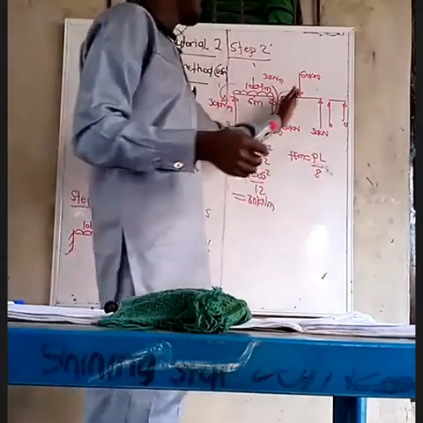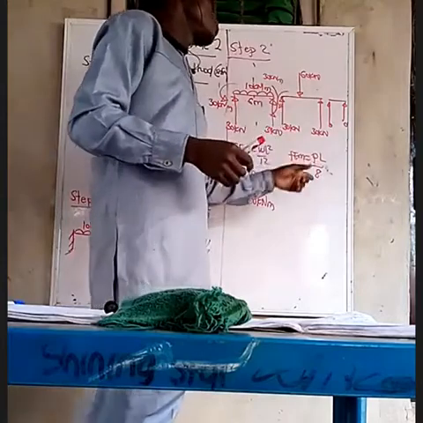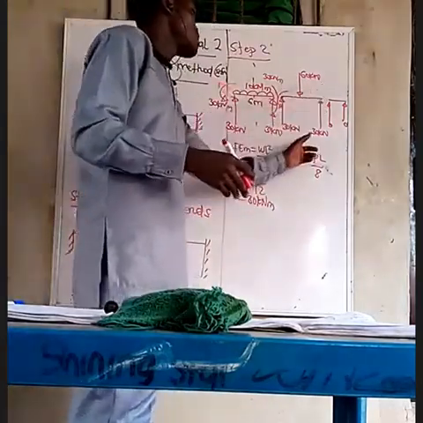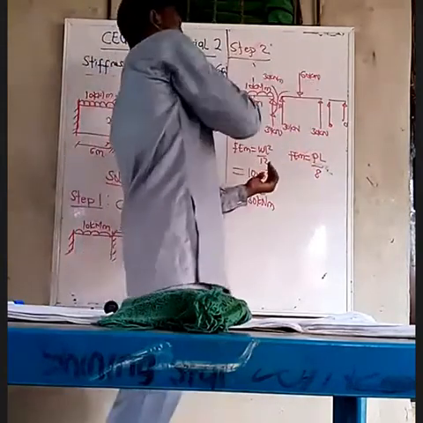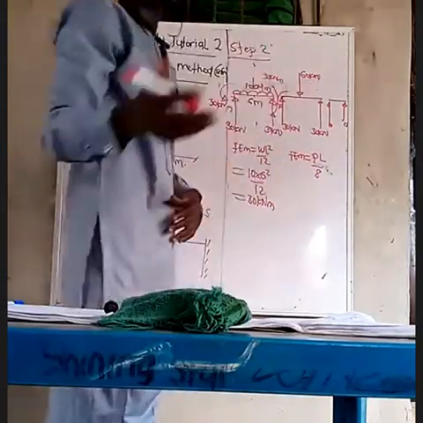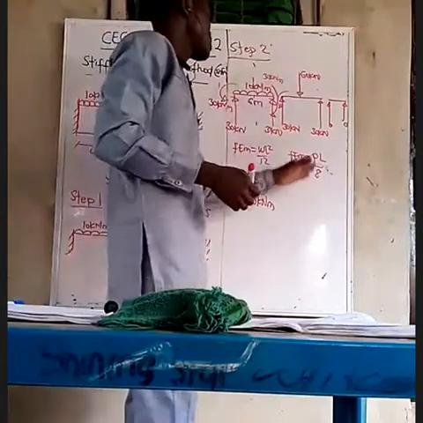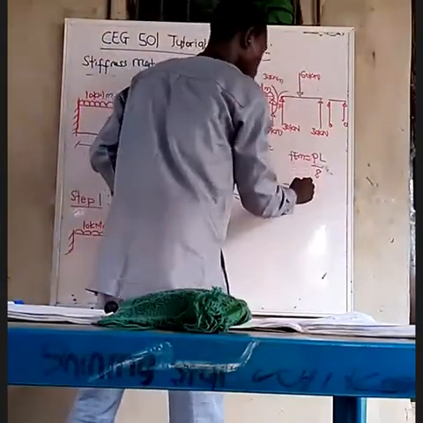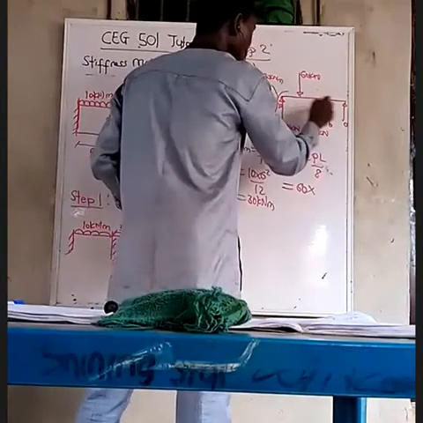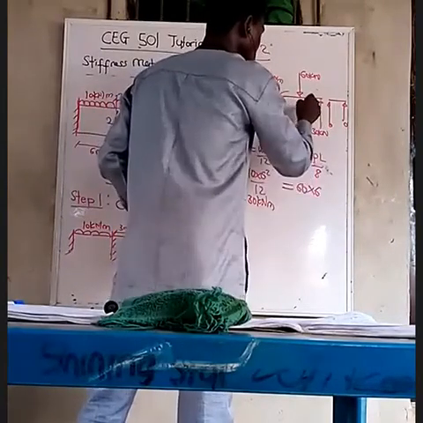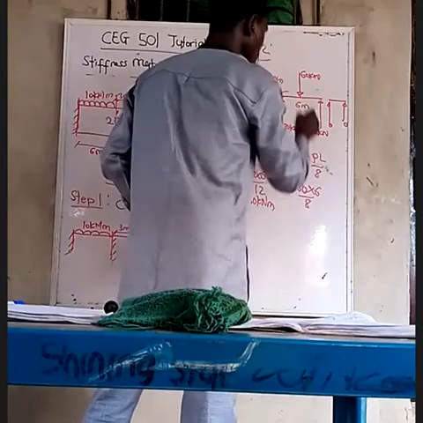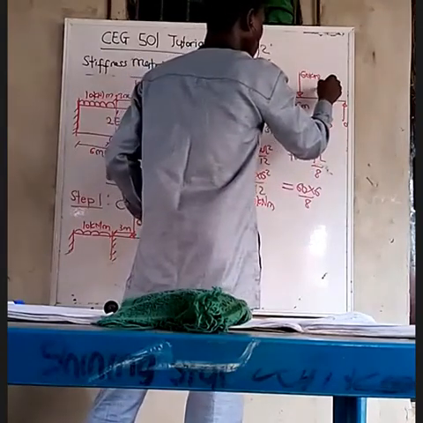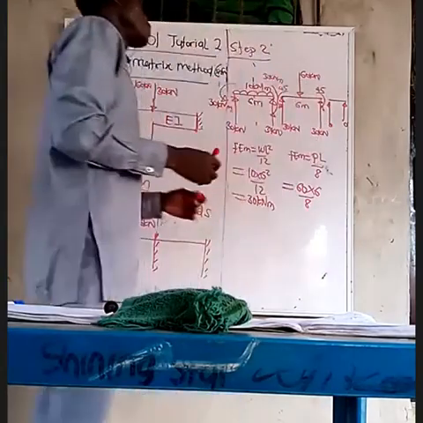For this one also, if you remember, FEM for this one will be what? PL over 8. Because it's acting at the middle. If it was not acting at the middle, it would be PAB squared over L squared, and then from here to here PA squared B over L squared. But because this one is acting at the center, we have PL over 8. So what's our P? 60. 60 times, what is L? 6 meters, over 8. So 45.